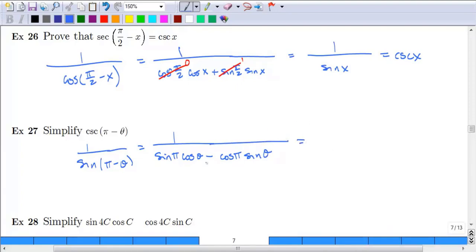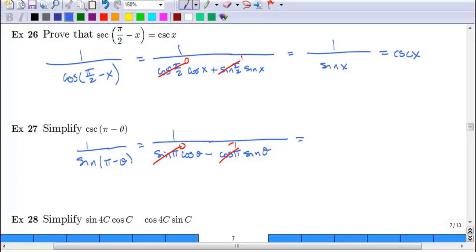So in this case, again, we know sine and cosine of pi. Sine of pi is 0, cosine of pi is -1. So we just end up with 1 over, again, we've got 0 here times cosine, so that's just going to be 0. And then we've got minus a -1 times sine of theta, so that's just going to end up being positive sine of theta. So we can simplify that to be simply cosecant of theta. Again, very similar to what we had up above.